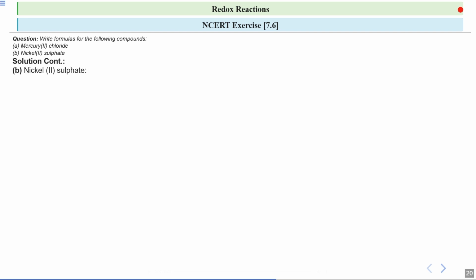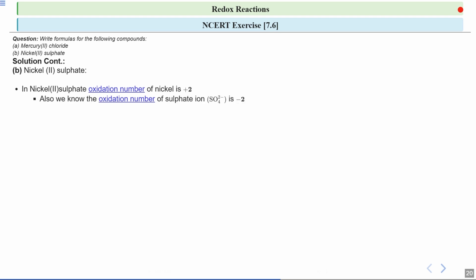So for nickel(II) sulfate, what can we say? Nickel will show a +2 oxidation state due to the Roman numeral 2 written against nickel in brackets. Then for sulfate, the charge is 2-, and it is very clear from our previous discussion that for charged species, the oxidation state is always equal to its charge. The sulfate will get a -2 oxidation state.